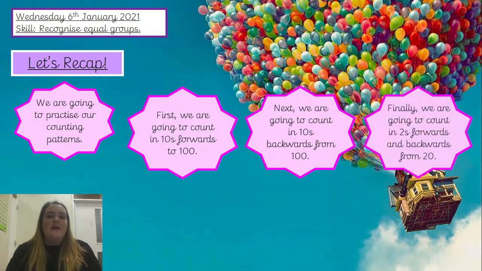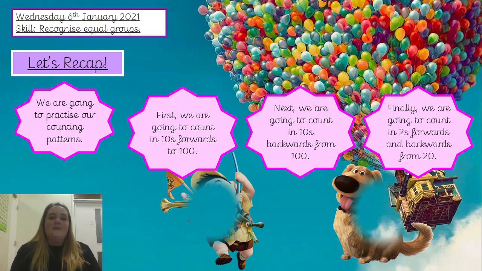Okay, well done. Last one then. We are going to count in twos forwards and backwards from 20. So let's count in twos forwards to 20 first. So 2, 4, 6, 8, 10, 12, 14, 16, 18, 20. Now it's going to get really tricky. So think really carefully about your multiples of twos, and we're going to count backwards from 20 in twos to 0. Okay, so 20, 18, 16, 14, 12, 10, 8, 6, 4, 2, 0. Well done, give yourself a pat on the back.